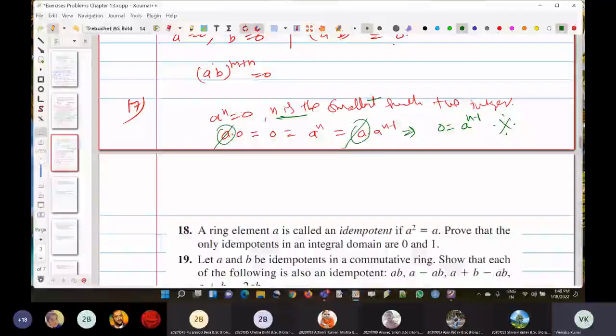So it means that we assumed a is non-zero here. We have assumed that a belongs to R, and R is nothing but an integral domain. So it means a has to be 0. For the non-zero case, if this holds, then we can get an n minus 1 for which this holds. But the thing is that we have taken a as non-zero.